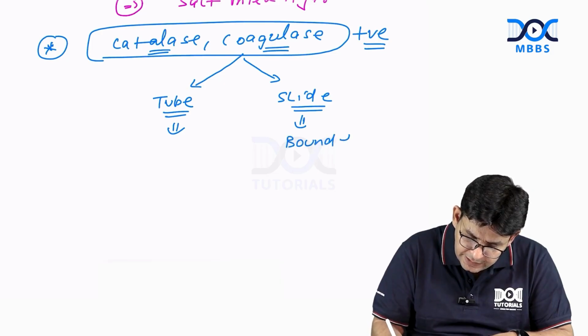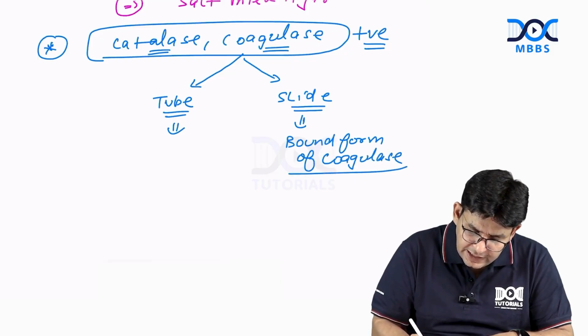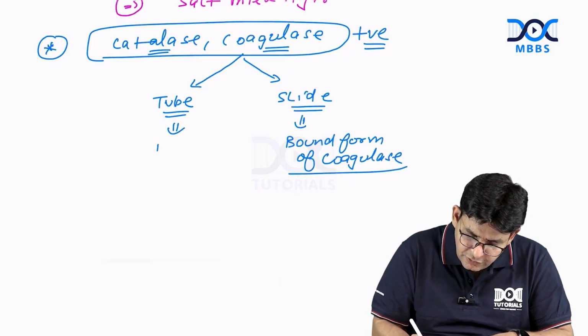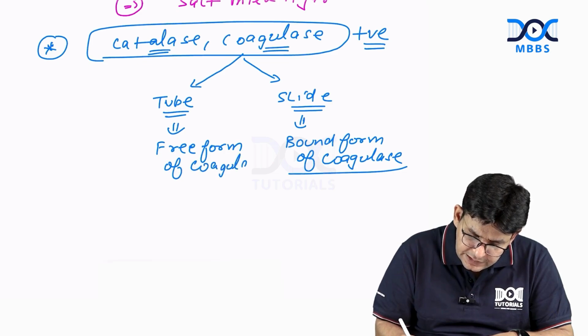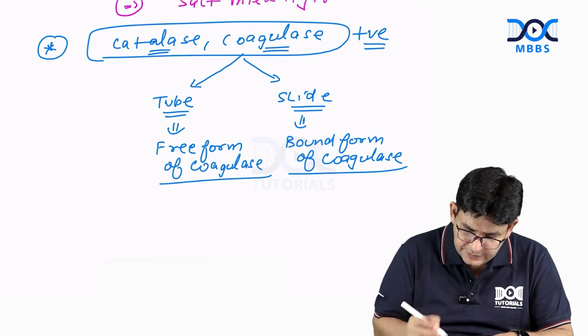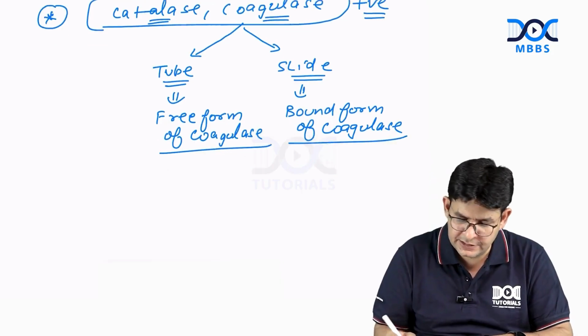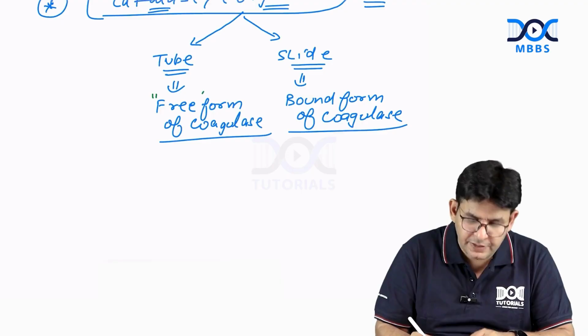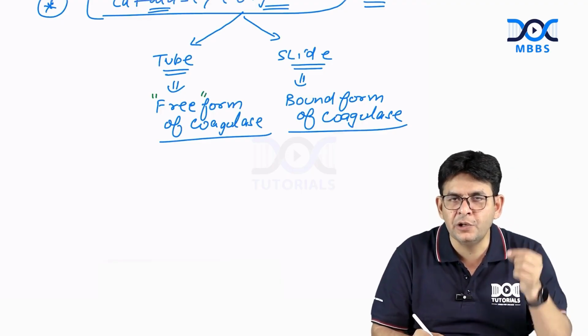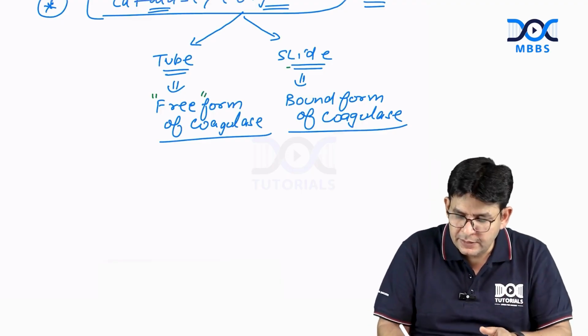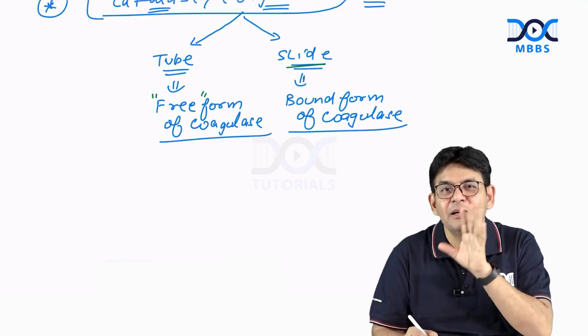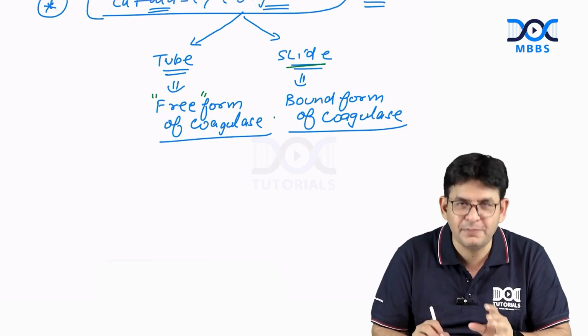The bound form of the coagulase means which is in the cell wall. That is determined by the slide coagulase test. And the tube coagulase test determines which form of coagulase? The free form of the coagulase. That is the tube coagulase test. It is free. Remember, for the practicals, the tube is free. Don't tell me the slide is also free. Tube is only free. And the slide is the bound form of coagulase.